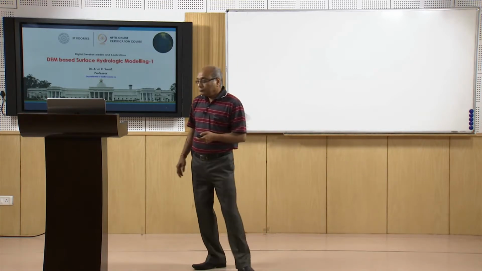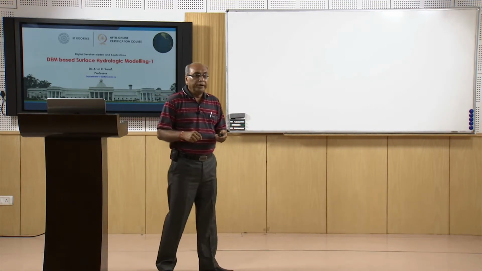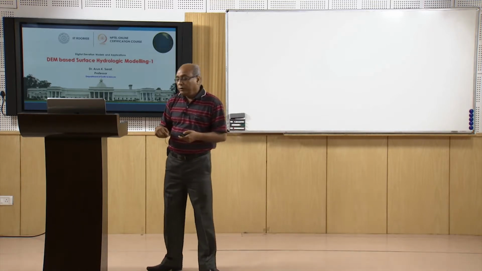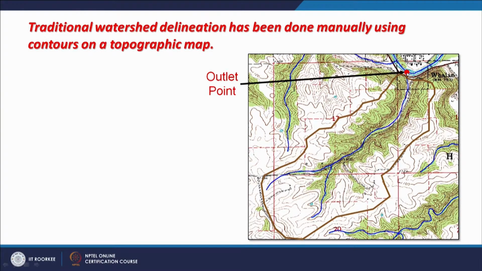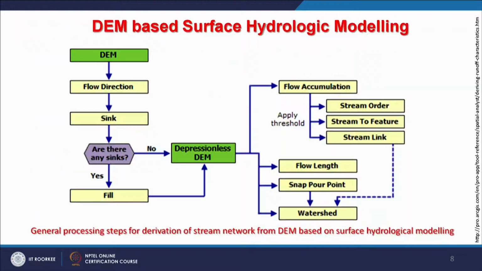Now here, traditionally, in order to derive the watershed boundary, we used topographic maps, and based on the contours we used to delineate a watershed boundary. Once we decide the outlet, suppose the outlet is decided at this location, then delineation will start following the contours which make the ridge, and likewise a watershed boundary can be delineated. So traditionally this is how it was done manually, that we sketch throughout, following the watershed boundary.